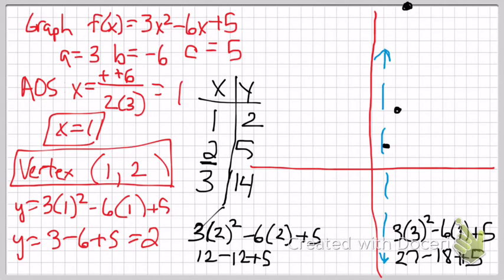Now whatever happens on the right side of that line of symmetry also happens on the left. So I have a point at 0, 5, and at negative 1, 14. Connect those with a U. And there's my graph. I graphed my parabola.